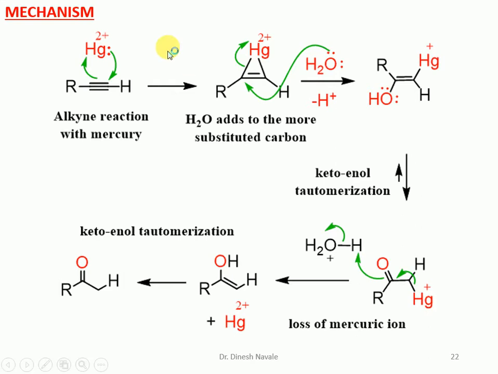So this is the mechanism. In the first step, mercury, which is Hg2+, will form a complex with the alkyne, and then in the next step water will be added across this intermediate complex by Markovnikov's rule, and we get the next intermediate, which on hydrolysis will give the formation of this intermediate, and then further tautomerization will give the formation of the keto or the enol form. So this is the overall mechanism for the hydration of alkyne.